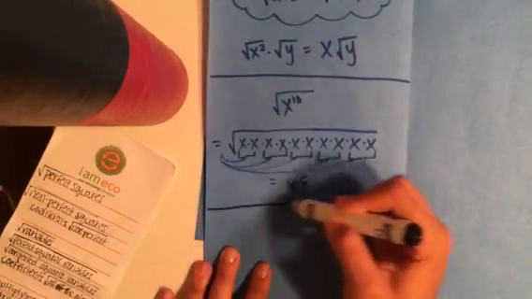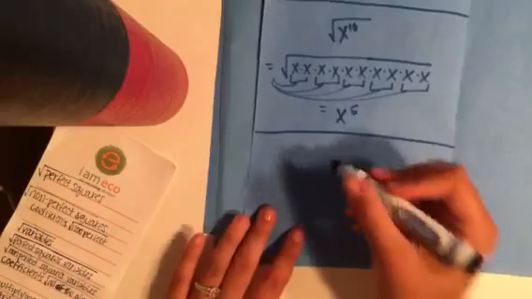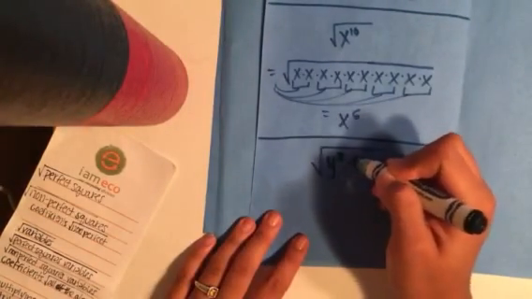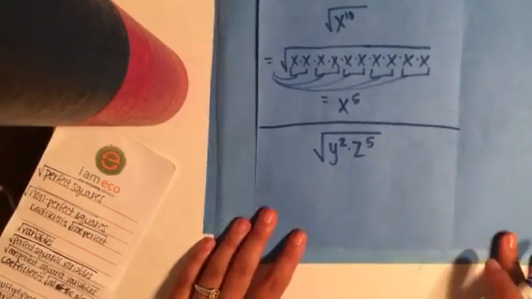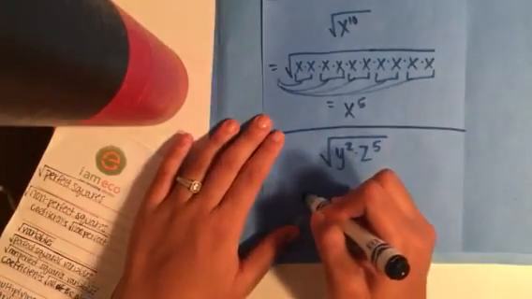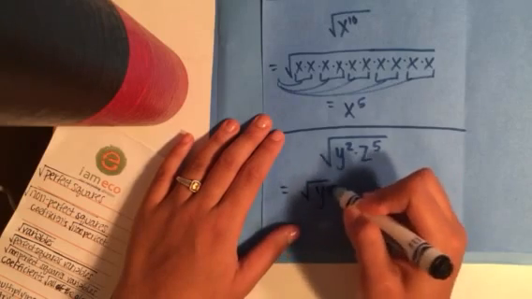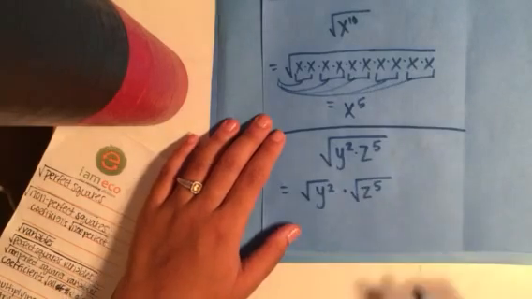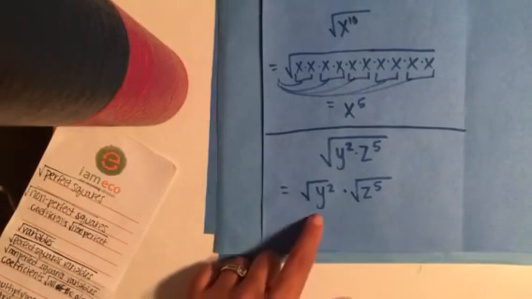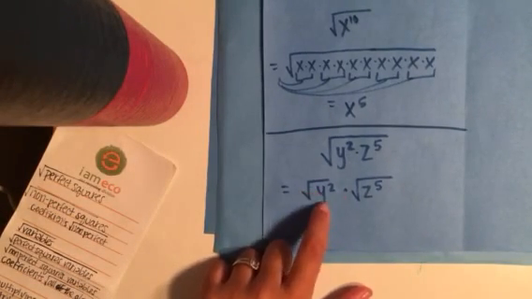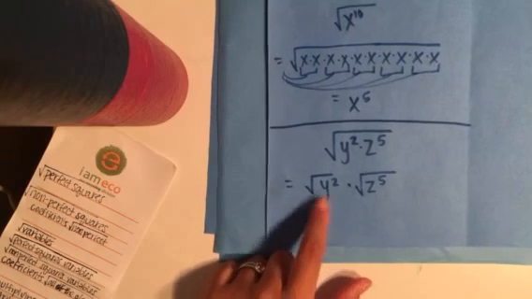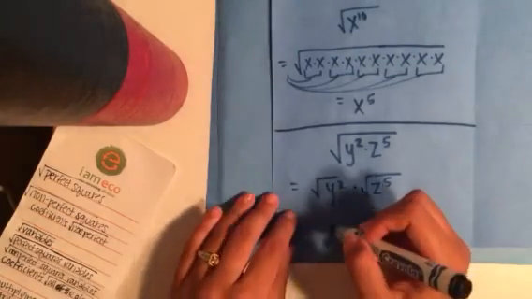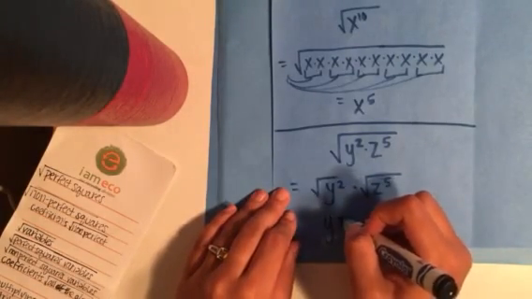Okay, one more example. The square root of y squared times z to the 5th power. Because of our exponent law, we know that we can write this as the square root of y squared times the square root of z to the 5th power. So anything squared under the radical is just that anything. Y times y will give us y squared. So if we take the square root of y squared, we know it was y. Y got us that y squared. So we know our answer there is y.